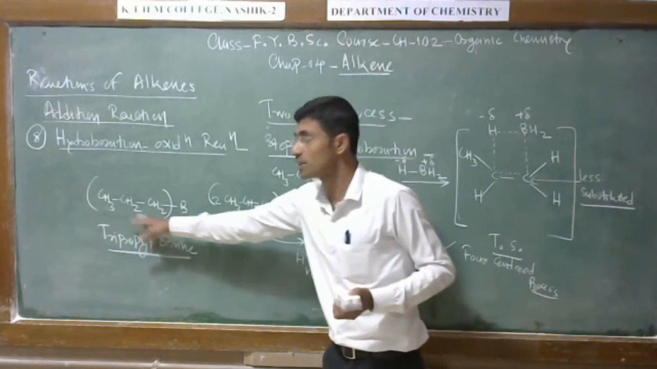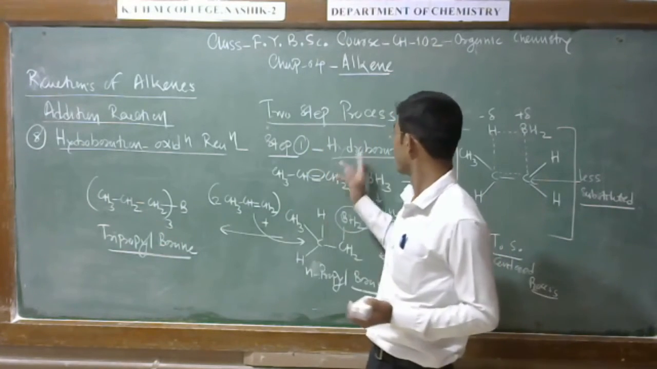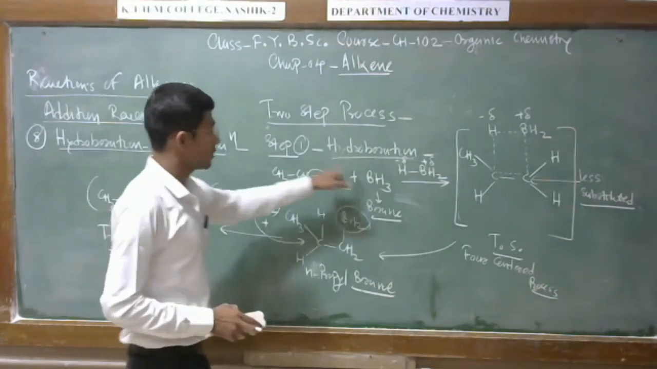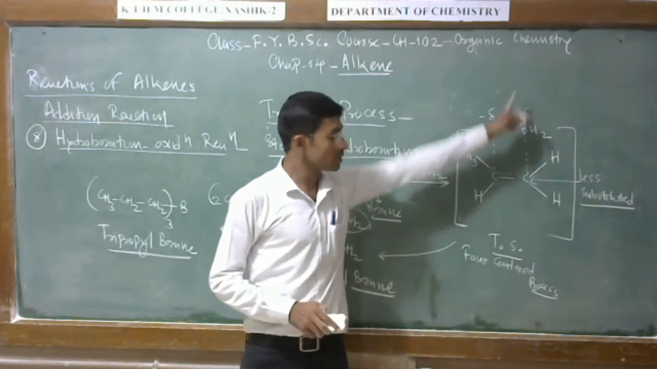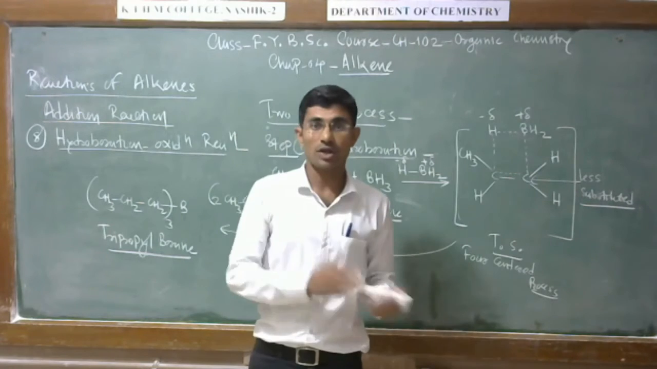So in this way, this is the first step, that is we get the tripropyl borane. We call the first step the hydroboration. In this hydroboration reaction, we can observe that this addition is the syn addition. Syn addition of hydrogen and boron is occurring here.